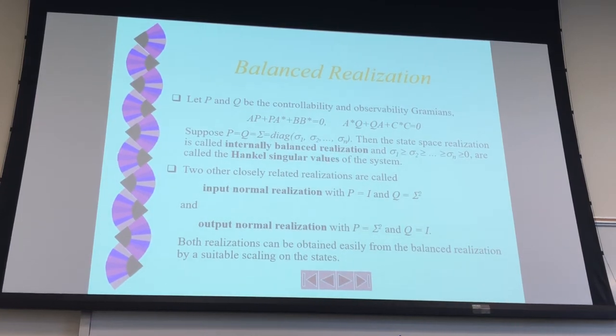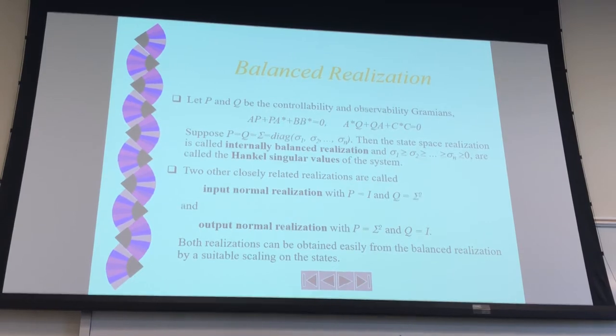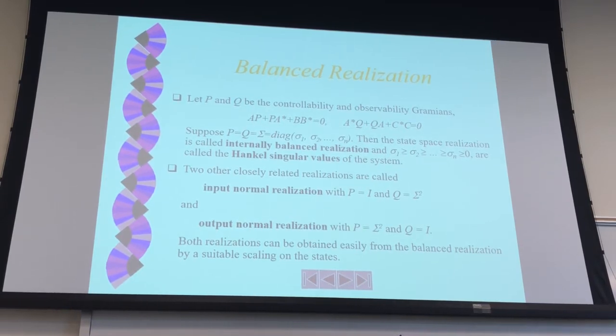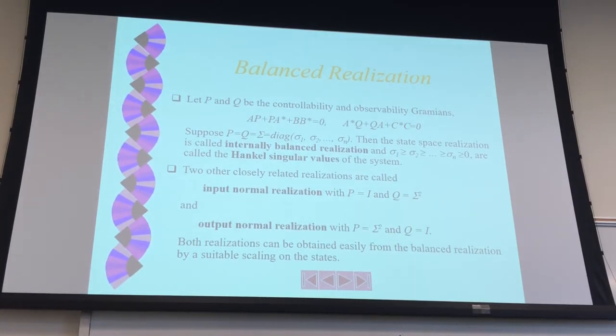realization. So why do they say internally? Why do they say balanced in what? I hope you understand the balance is not in terms of observability, equally observable and controllable. I believe it's also decoupled, okay? Because this P and Q are diagonal. Diagonal, decoupled, okay?